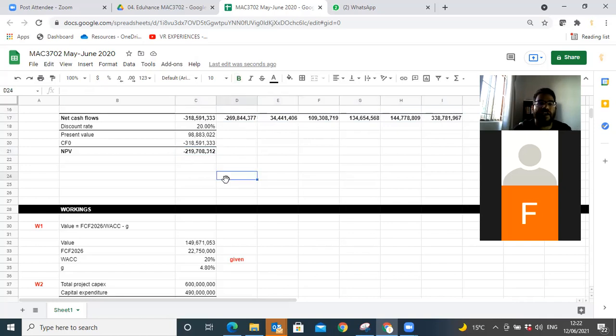But we're not required to get NPV. We need to get IRR. Okay, so we need to get IRR. To get IRR on your financial calculator, you need to work out NPV.